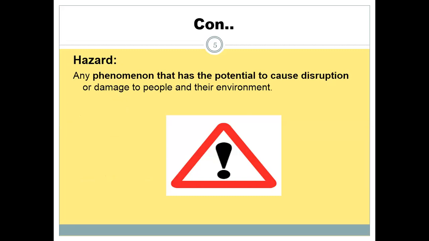We can also talk about the hazardous effects that come with disasters. For example, a phenomenon that has the potential to cause disruption, as we mentioned. The damage to the people and their environment is a hazard. It's definitely a hazard.